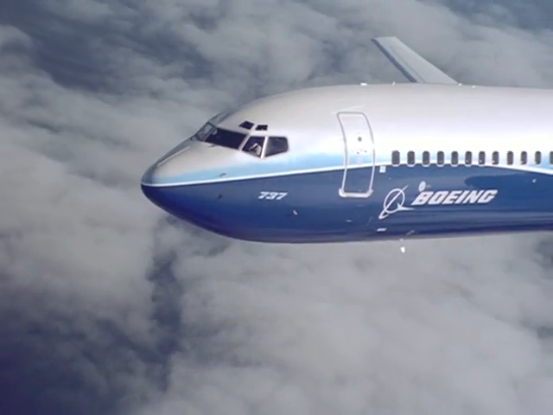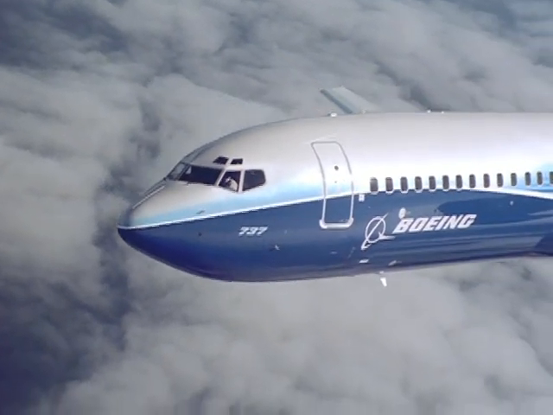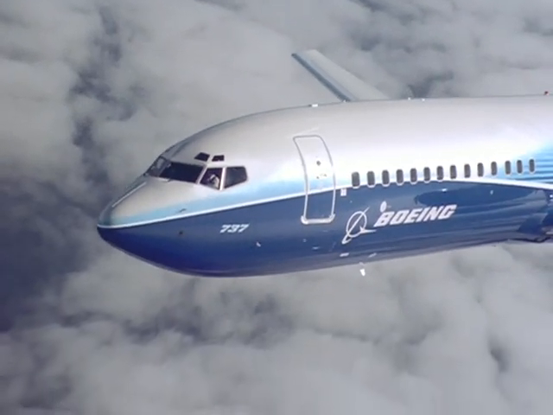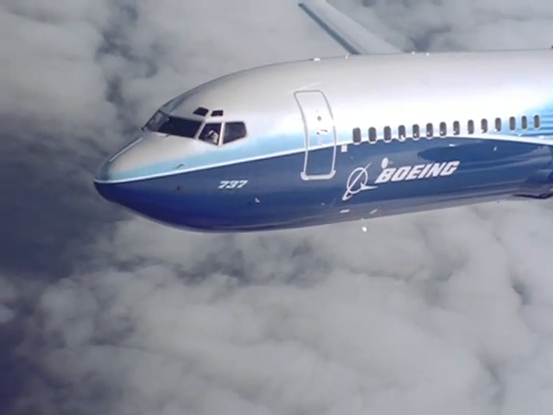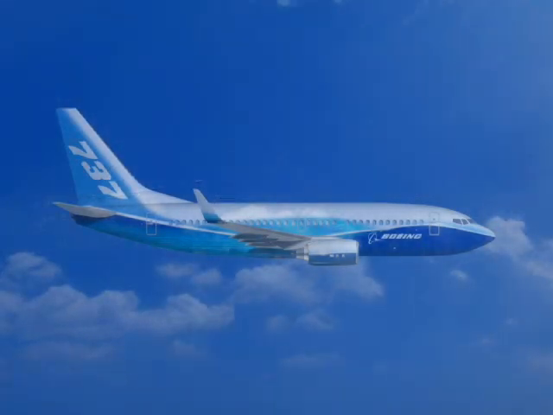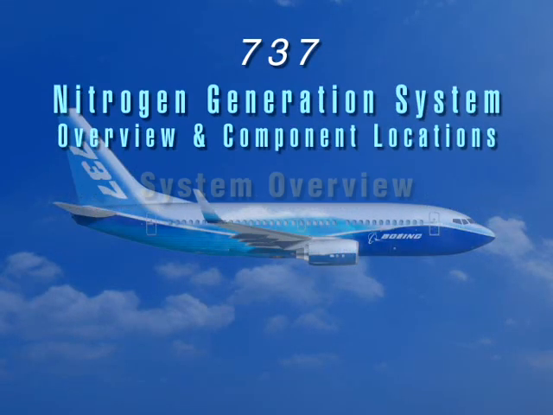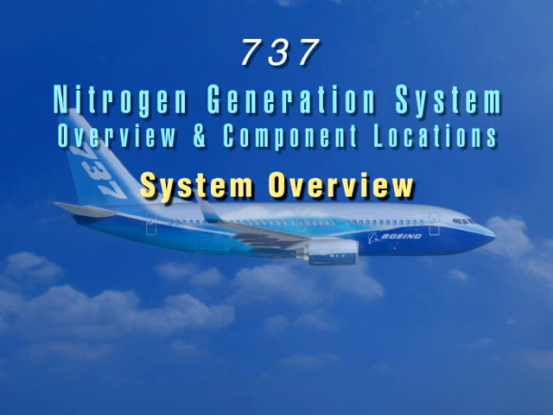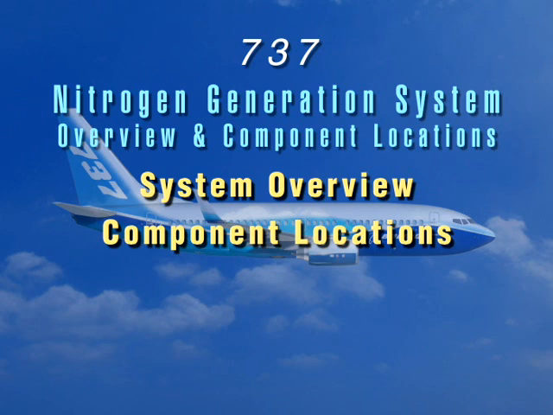The system consists of a modified center fuel tank vent system and the nitrogen generation system, or NGS. This program will familiarize you with the operation of the NGS installed on the Boeing 737. It will also show you the location of major components. The airplane, as shown, represents later model 737s. There are minor differences in the design and component locations for early model 737s.